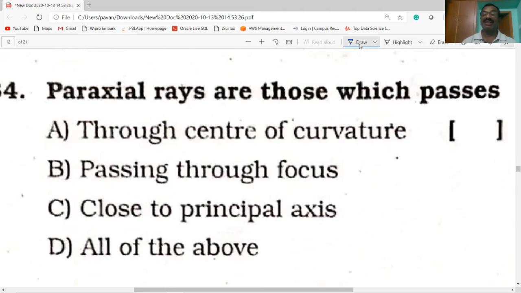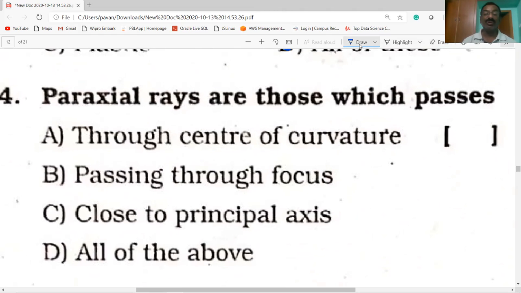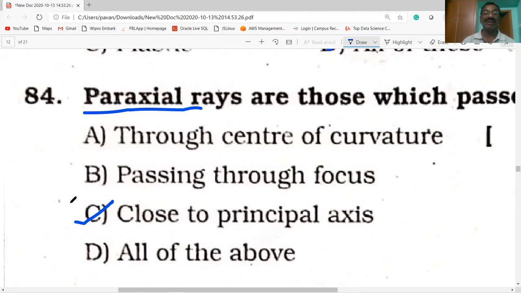Next, paraxial rays are those which pass close to the principal axis. Any ray that passes very close to the principal axis and is incident on the lens is said to be a paraxial ray.